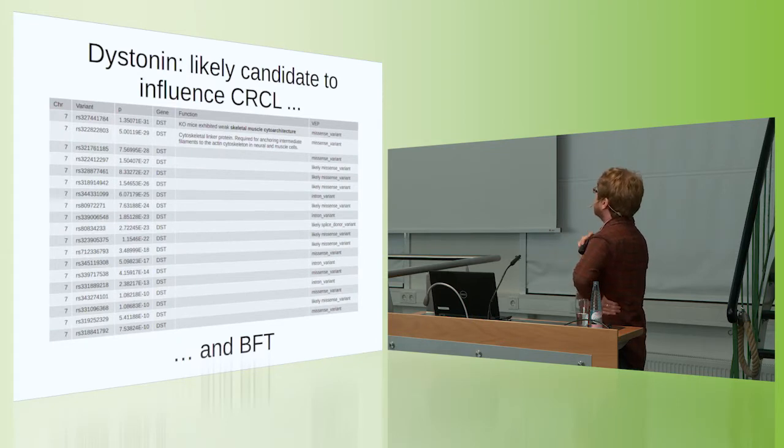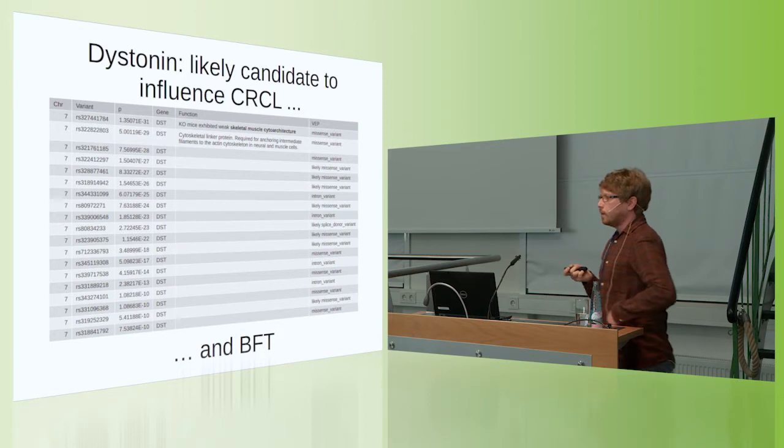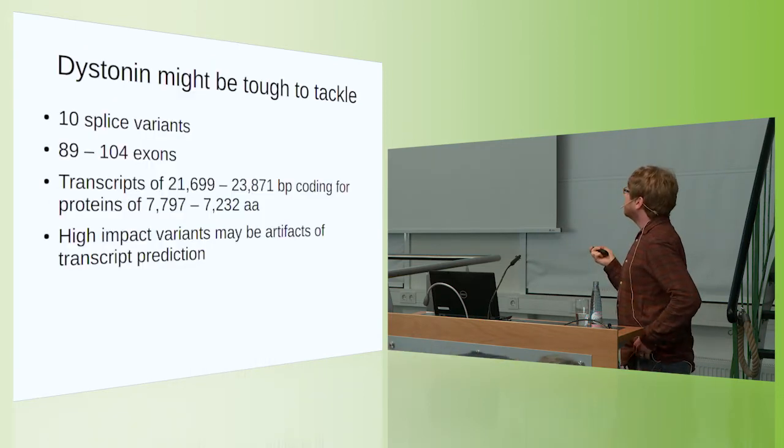So concerning the missense variants, we found lots of them in the gene coding for the dystonin protein, especially in carcass length and back fat thickness. So this is, I think, a very promising candidate to influence these traits.